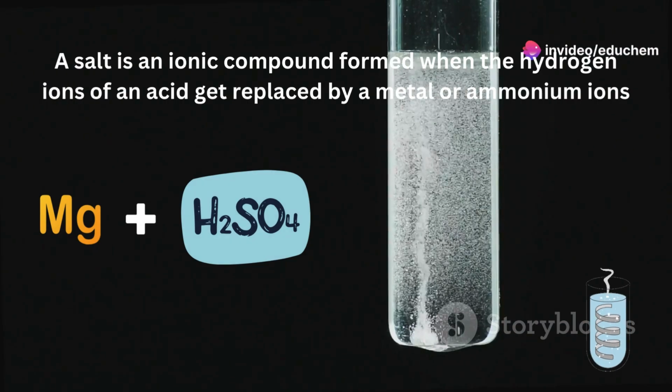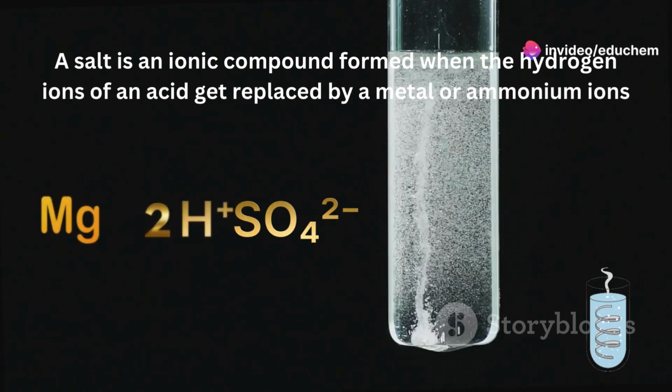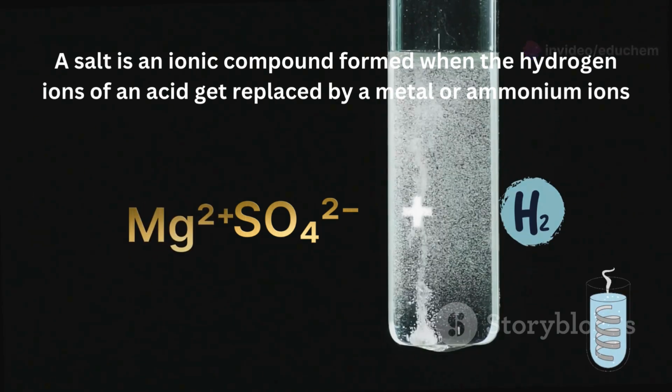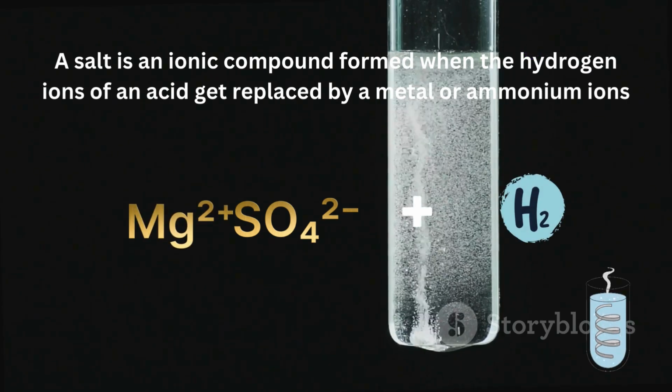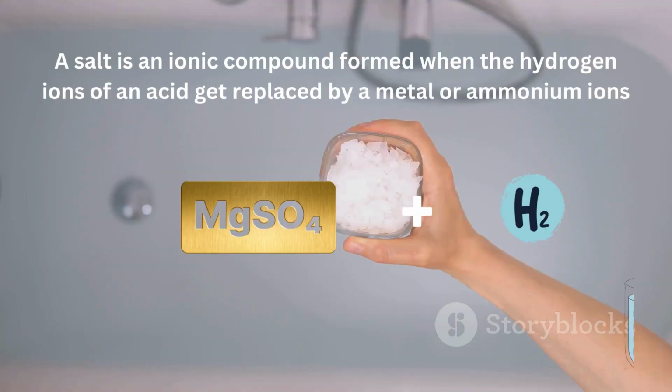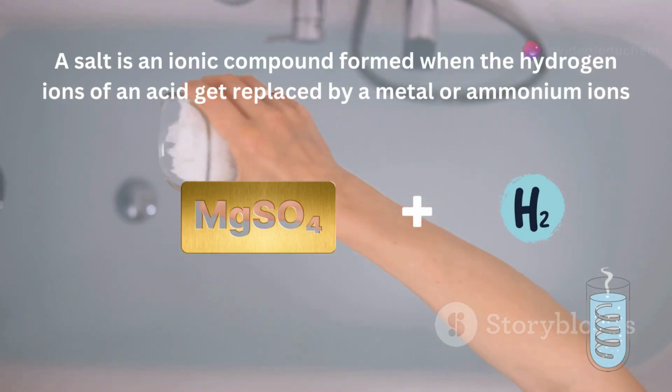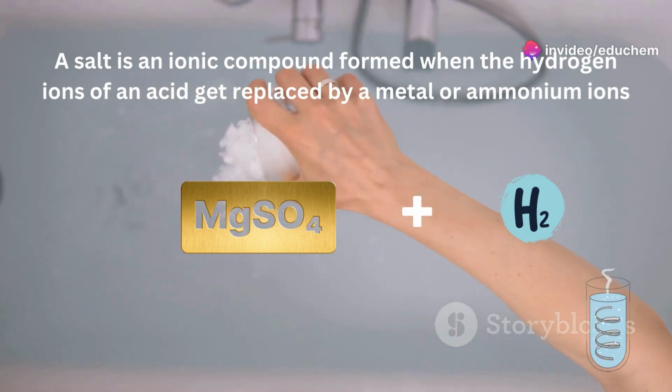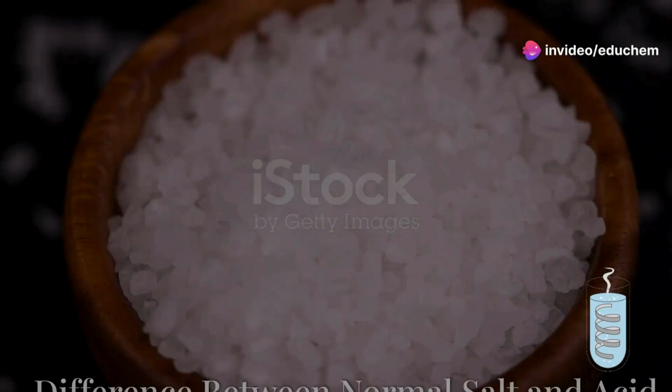When magnesium is added to sulfuric acid, the hydrogen ions from the acid are replaced by magnesium ions from the metal, forming magnesium sulfate, also known as Epsom salt, used as a bath salt, laxative, and beauty product.